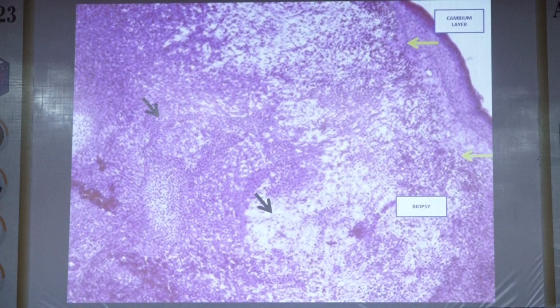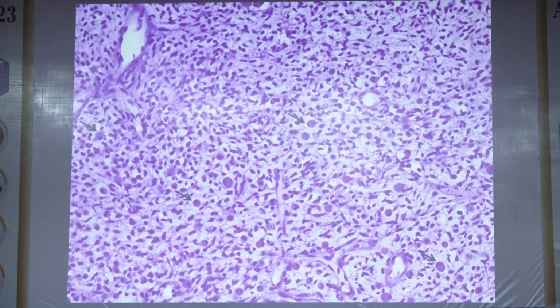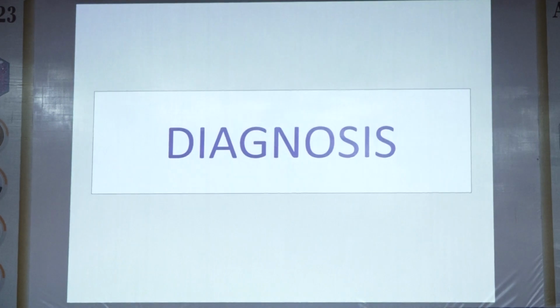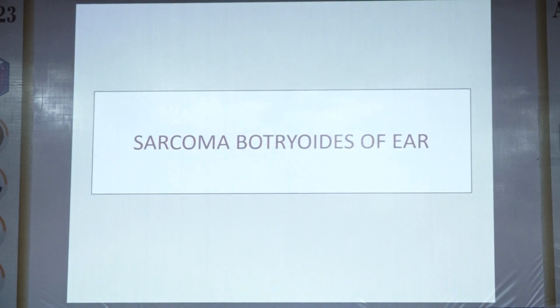what will you give as your diagnosis? What will be the diagnosis then? It is definitely a muscle tumor. And see the cells on histology, this eccentric type, small cells, spindle cells and round cells mixed. This is desmin positive, myogenin positive. Diagnosis: sarcoma botryoides.